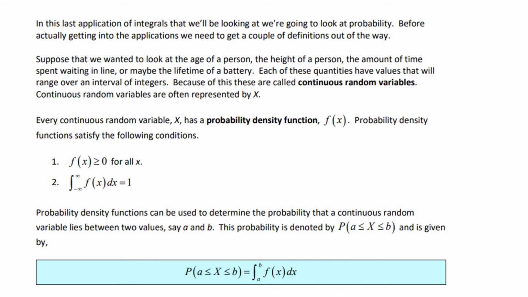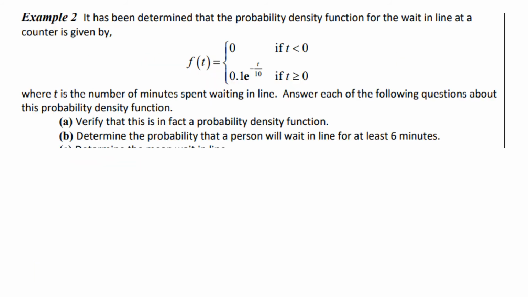And moreover, the probability density function can be used to determine the probability that a continuous random variable lies between two values a and b. So the probability that x is between a and b is given by the definite integral from a to b of f of x dx, where f of x is the probability density function.